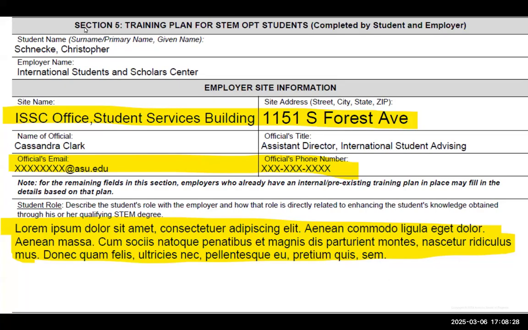So again, here's the example of section 5, which is showing the training plan. Again, it's showing the site name. So in this hypothetical scenario, I put down the ISSC's office, which is located in the Student Services Building at 1151 South Forest Avenue. And then I have the email and the phone number of my supervisor. And you can only see the student role in this section, not the rest of the Section 5 training plan. But there's something written there as part of showing what the role is in theory.